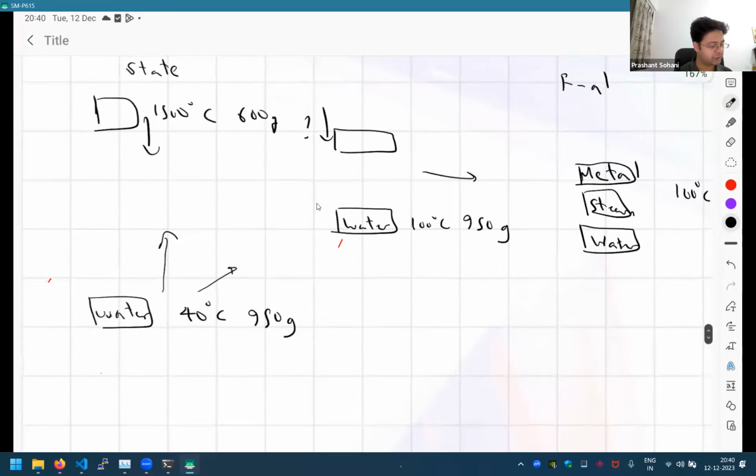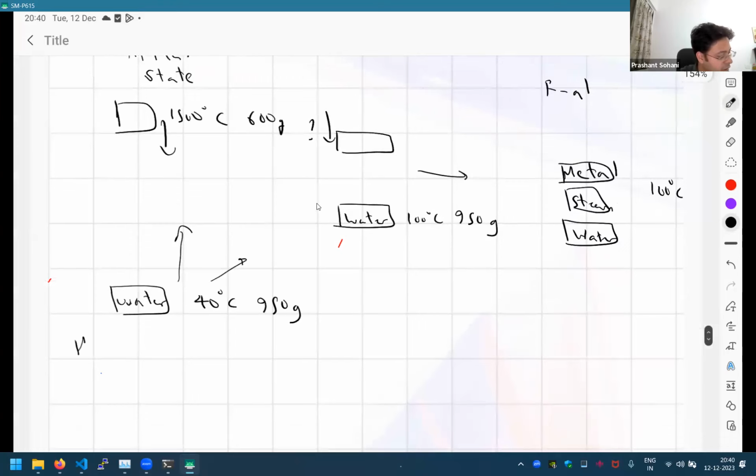So again, writing the equation. The first thing is total heat lost by the metal. Let us calculate this first. So the total heat lost by the metal is simply based on the change in the temperature, right? Delta T, which is 1500 minus 100 degrees, right?